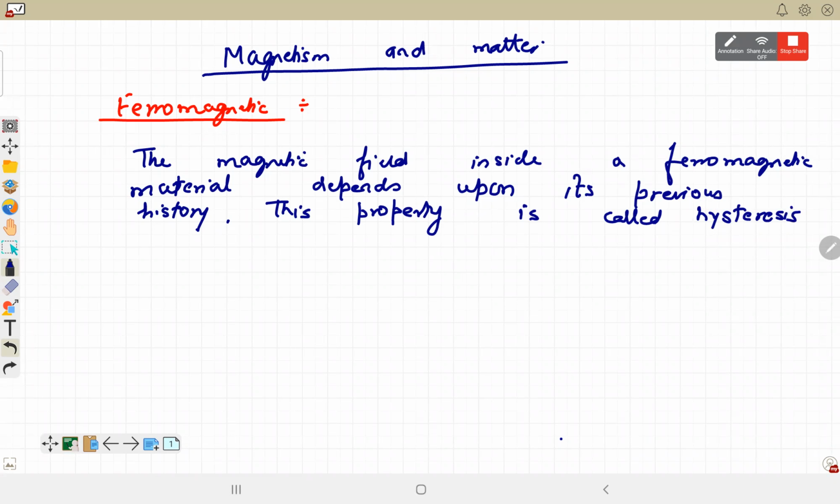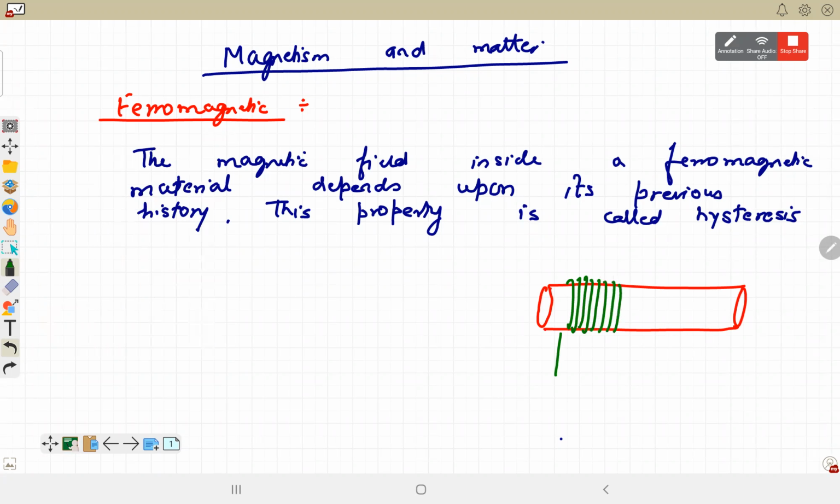So we can analyze this property by using a cycle of magnetization and demagnetization. उसके लिए we have to choose a soft iron. Soft iron is a ferromagnetic material, and we have to produce an external magnetic field with the help of a solenoid.